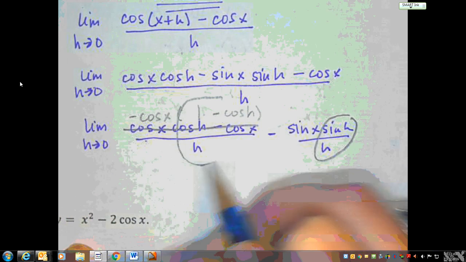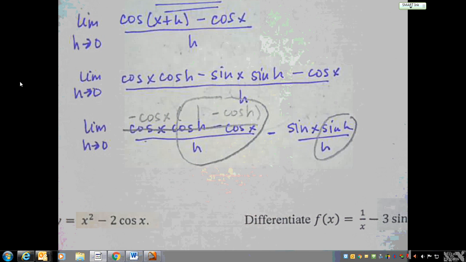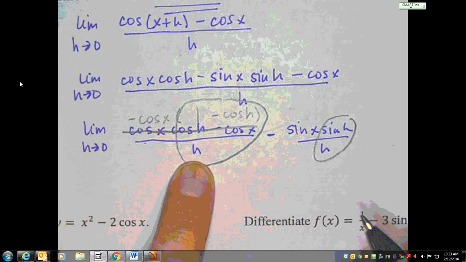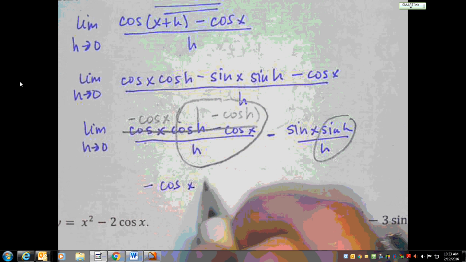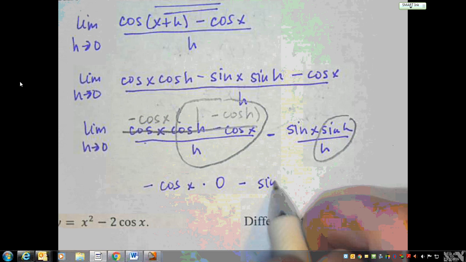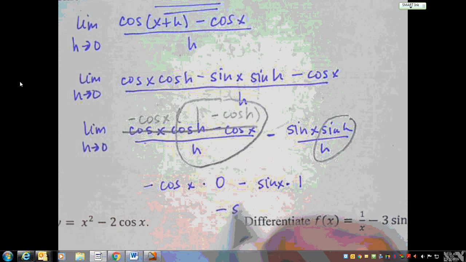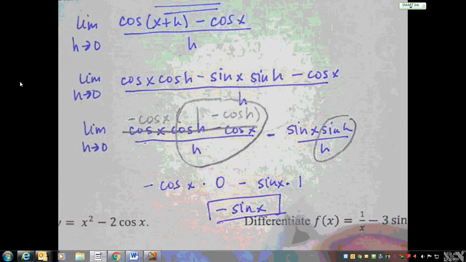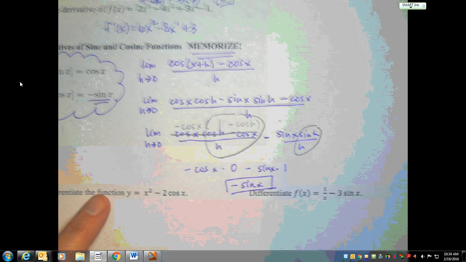This right here is one of your special functions. What's the limit as we approach 0 for this first special function? 0. So I have negative cosine x times 0 minus, what's this special function? 1. Sine of x times 1. So the 0 goes away, and I've got negative sine x, and that's the answer. And that's what we got right there on your notes. So that's where it comes from.